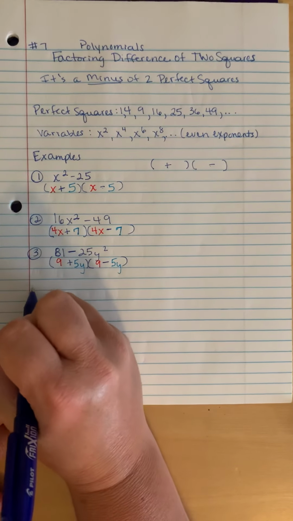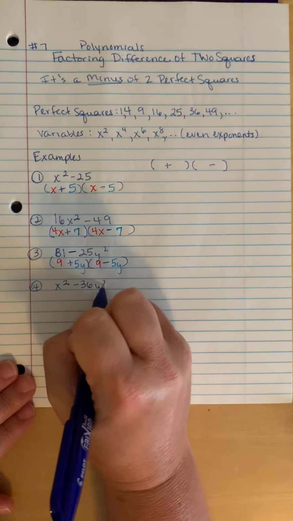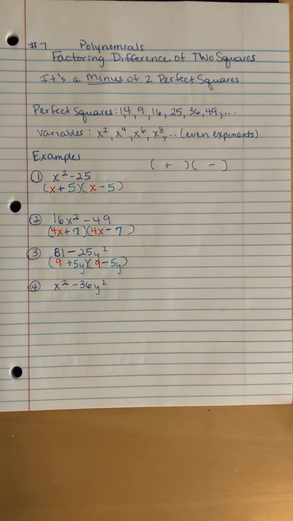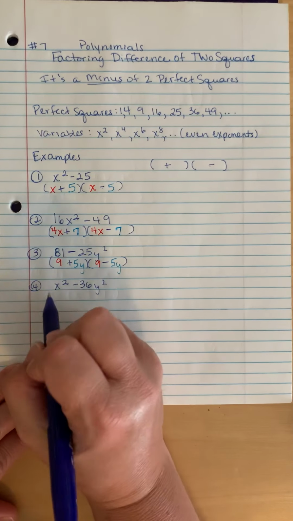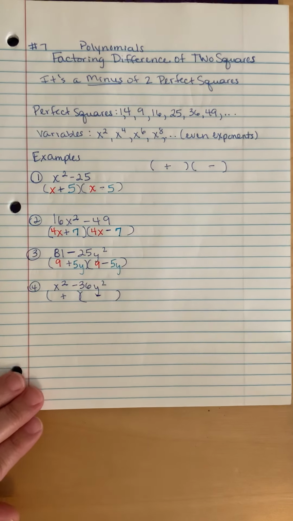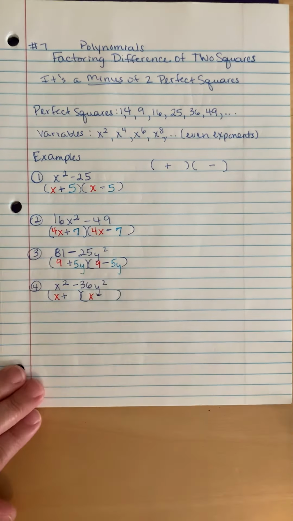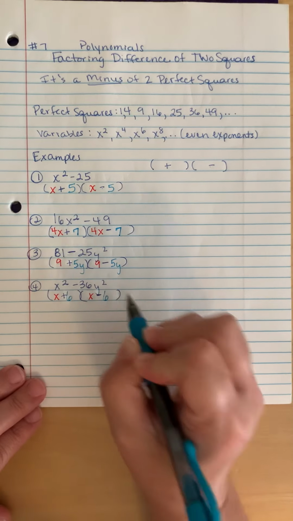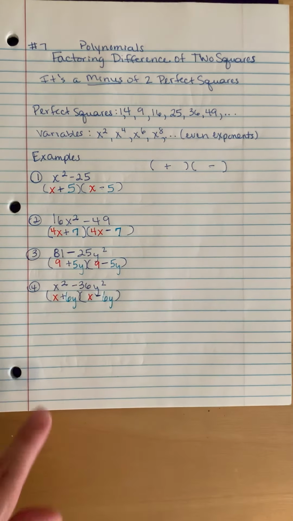Let's do a fourth one here, and let's put x squared minus 36y squared. This time we have two variables here. With these two variables, you still need to think about doing the exact same thing. What times what gives you x squared? So let's go with x times x. What times what gives you 36? Let's go with 6 and 6 because they have to be the same number. And then you have y squared, which would just be y and y. So x plus 6y and x minus 6y.